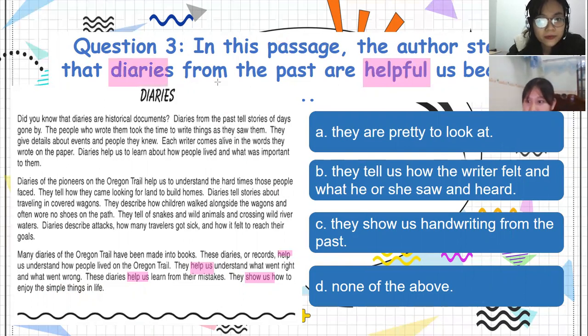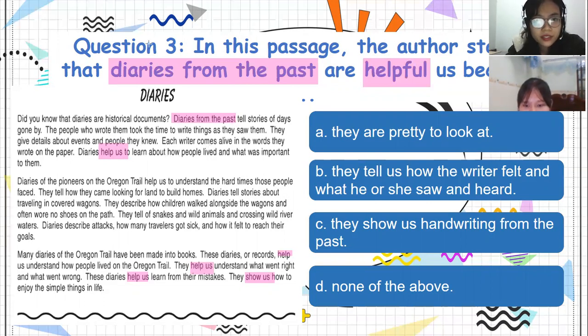Can you see this one? Okay, so we have the words diaries from the past here. Diaries tell the story of days gone by. The people who wrote them took the time to write things as they saw them. Details on the lighter words on the written paper help us to learn about how the people lived and what was important to them. So I think the answer will be D.